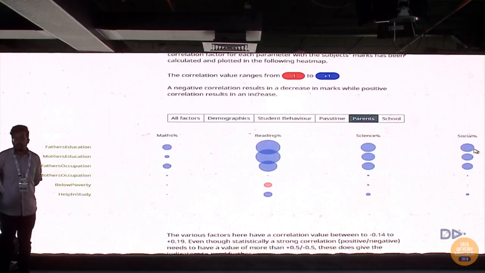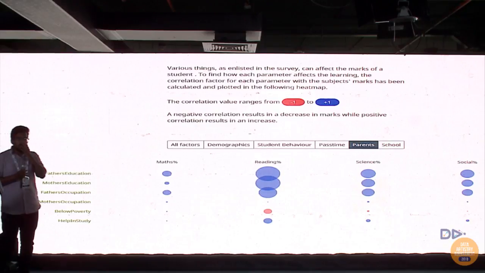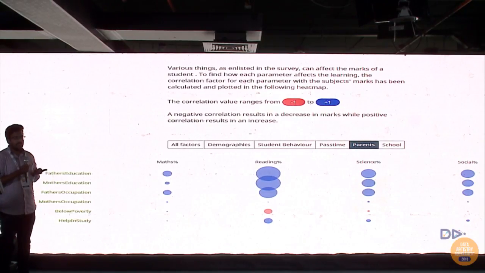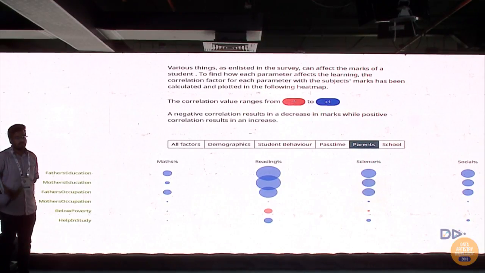Sasan? So at one point you spoke about linking certain attributes to academic achievement with a correlation scale of -1 to 1. Can you just discuss a little bit the statistical methods you used to derive that correlation? Basically, we use Pearson's coefficient to find the correlation, and then we plot it. That's why we said for stronger correlation, the value should be 0.5 or more. But here, it was just giving an indicator of what might affect.